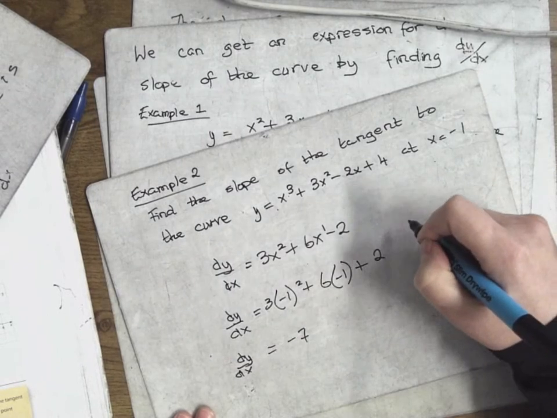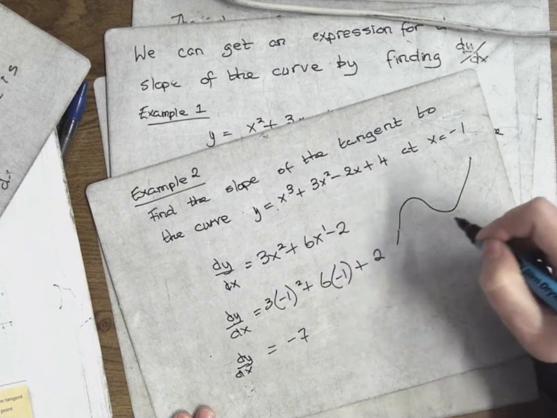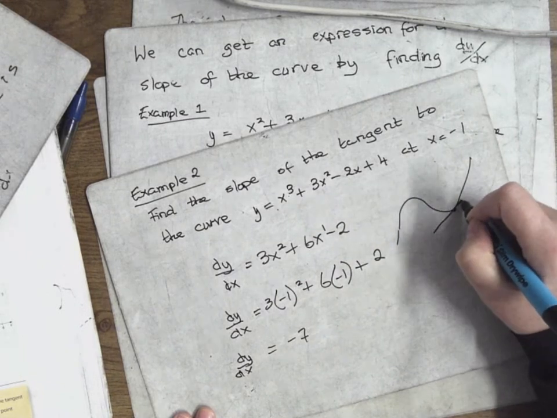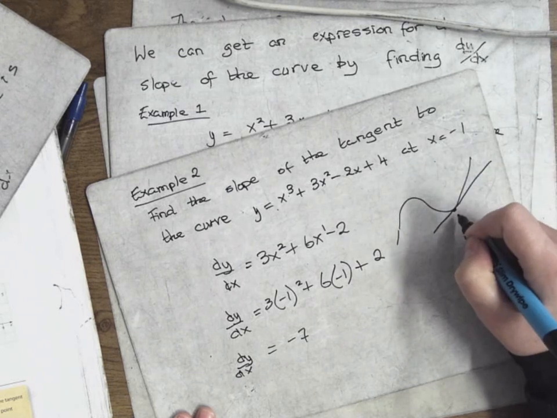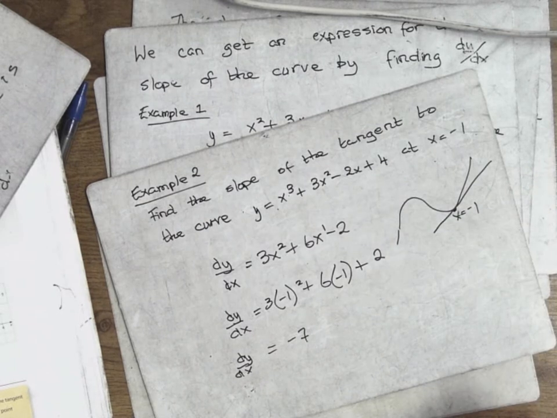So this would be a cubic, it would look like something like that. And I'm basically looking for the slope of this line. If this is x equals minus 1, I'm looking for the slope of that line. Is that okay?